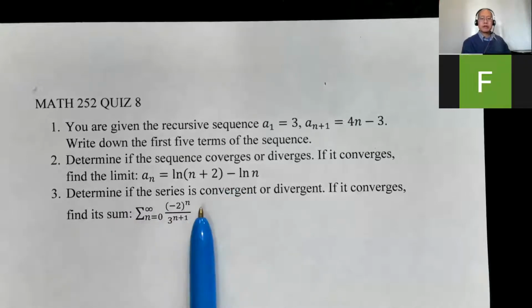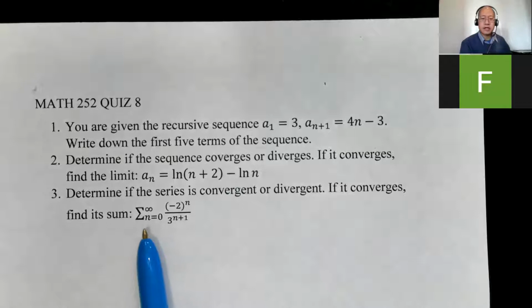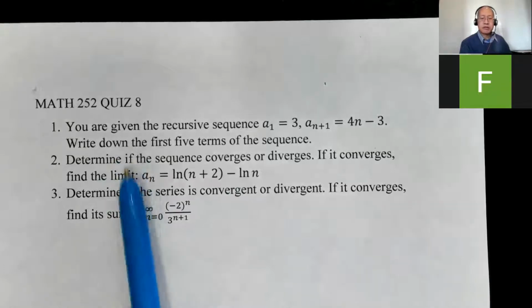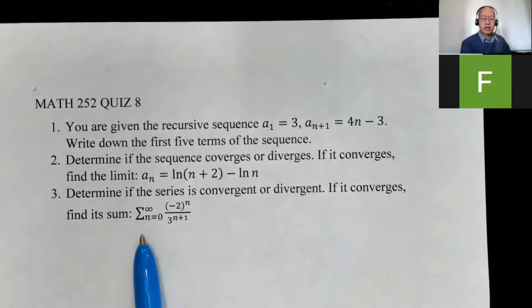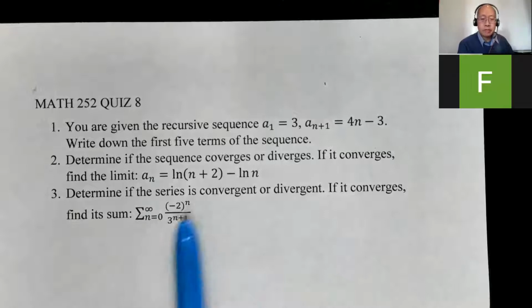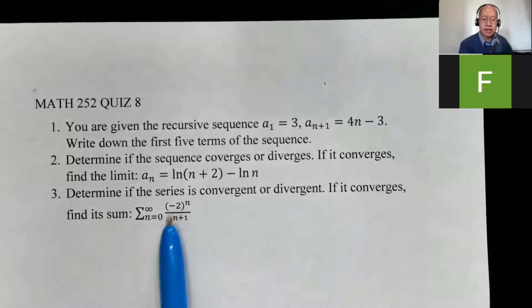Number 3, determine if the series is convergent or divergent. So this one's a series. These two are sequences. This is a series. And if the series converges, find its sum. Notice the index begins at 0. So you plug in 0. And then you plug in 1 and 2. To get a feel of what's going on, plug in 0, plug in 1, plug in 2, plug in 3. You should be able to recognize it after that. Okay.